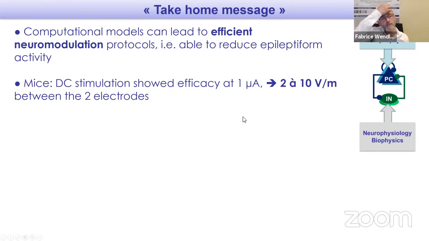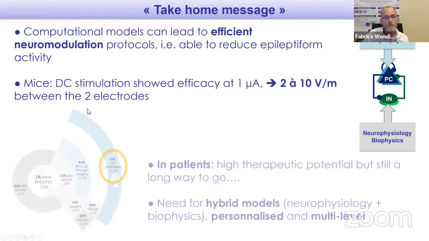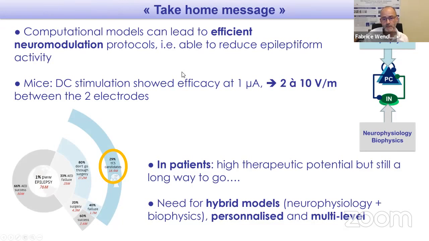So what is the take-home message? It's not difficult to convince you that a computational model can lead to efficient neuromodulation protocol. This is what we think. Efficient means reducing epileptiform activity. In mice, what we observe is that at very low intensity, which induces an electric field from 2 to 10 volt per meters, we could achieve such an effect, okay?